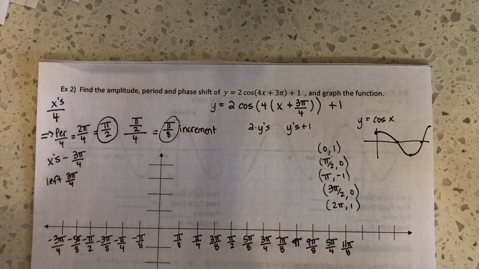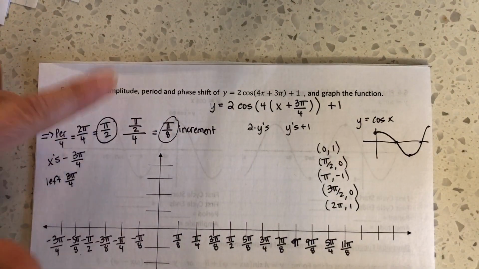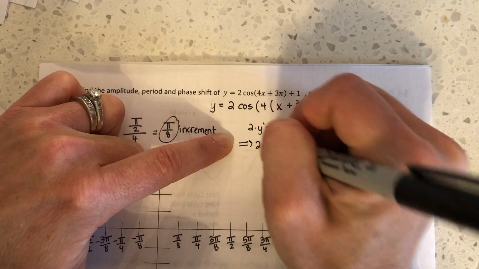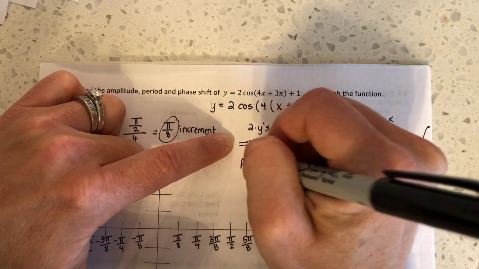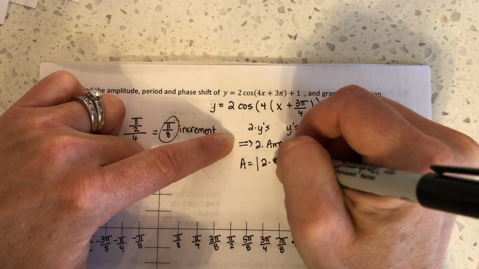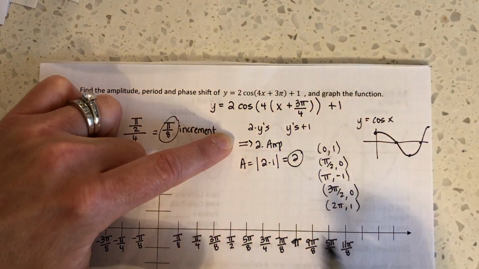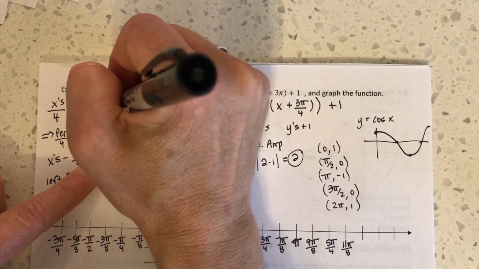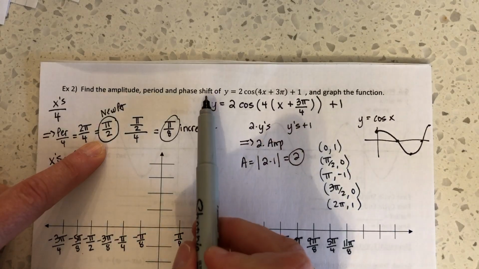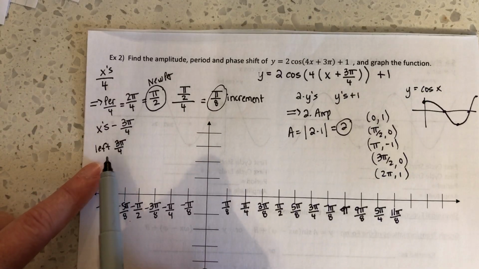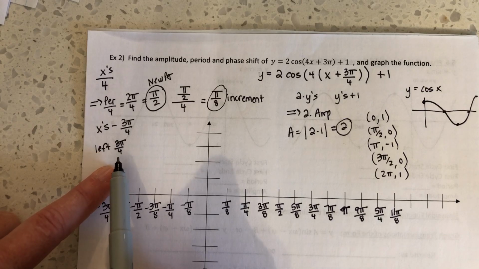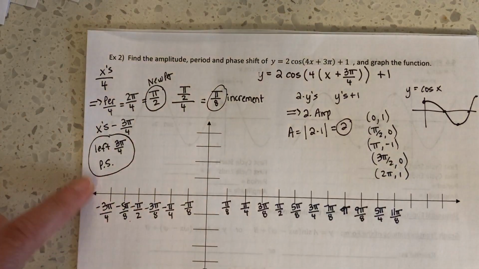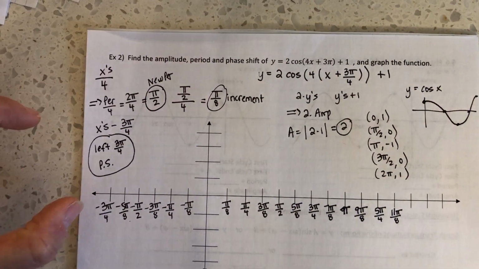All right? So, just to answer the questions, your amplitude. Well, you did 2 times the y's, right? So that's also 2 times the amp. So the amplitude is going to be the absolute value of 2 times the original amp, which was 1. So the new amplitude is 2. Your period, we already said, is pi over 2 units. And your phase shift is going to be left 3 pi over 4 units. Okay? This is your phase shift. And again, I'll send you a picture as to what all this looks like on the new graph.